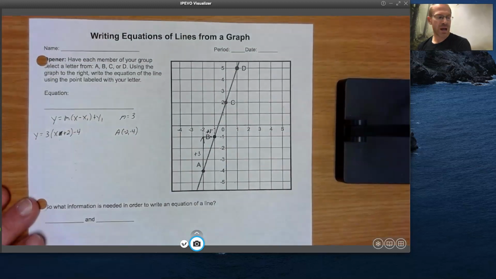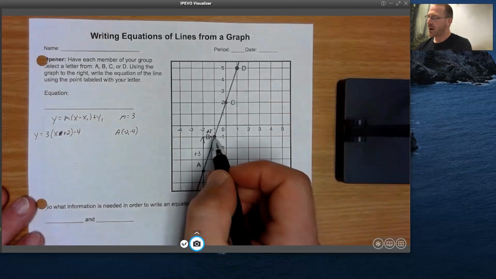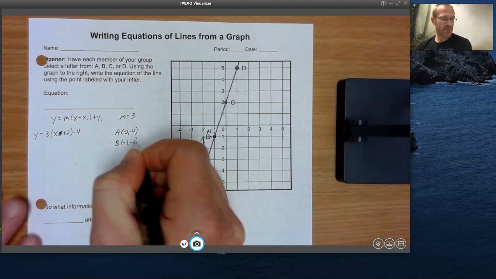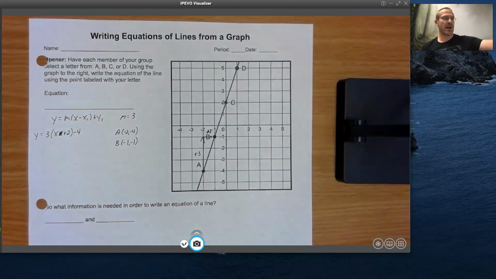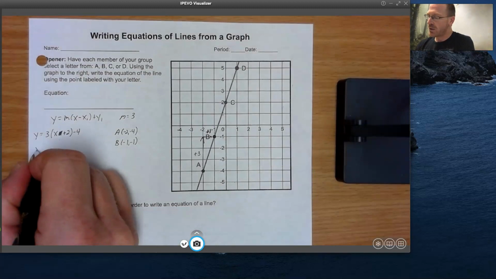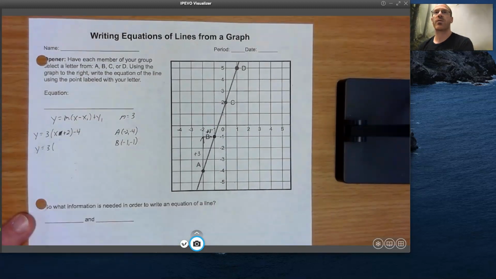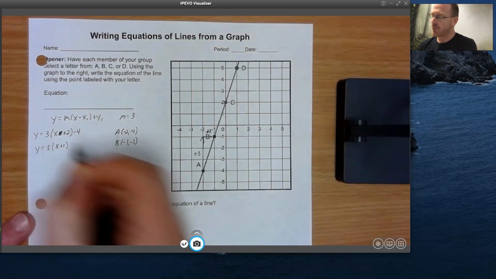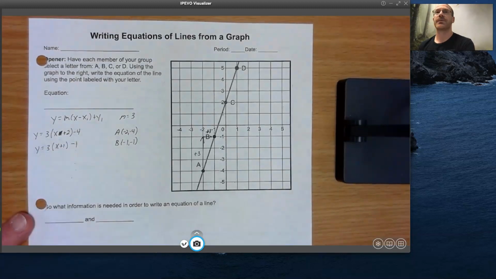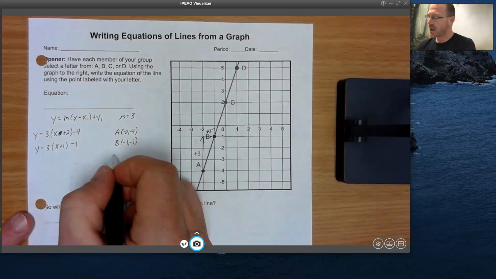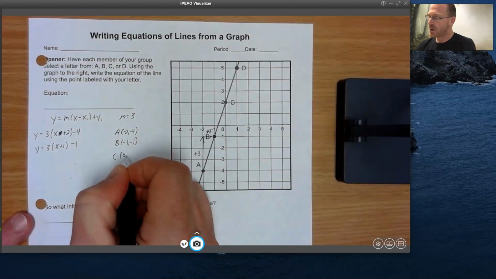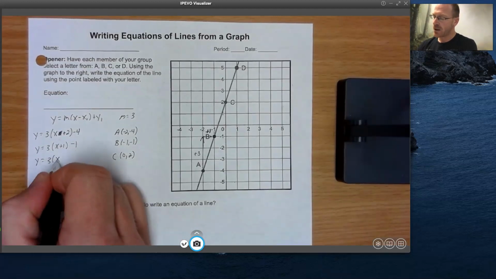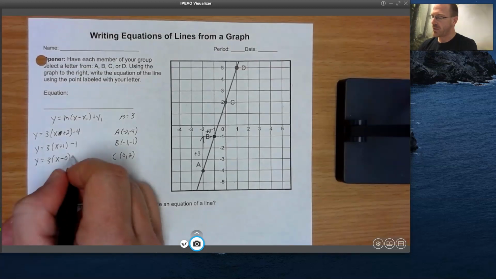Now when I look at my next point, if you pick B, B is the point -1, -1. Once again, you should still have the same slope, 3. Then when I do x minus -1, I get x plus 1 and then minus 1. Maybe you pick the point C. Point C is the point 0, 2. So you'd have y equals 3, and then it's x minus 0 and then plus 2.